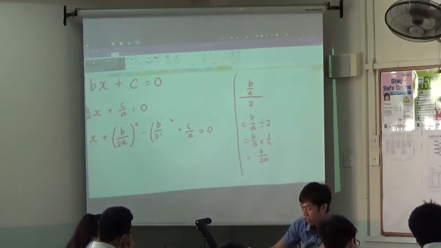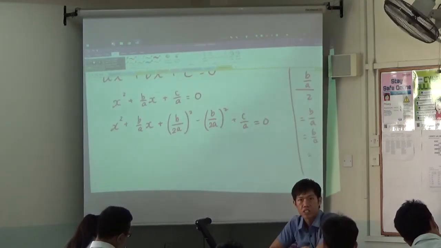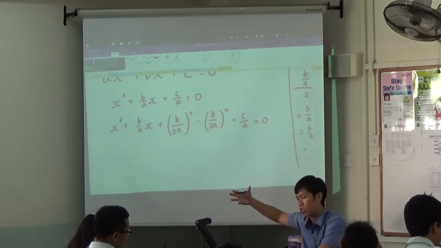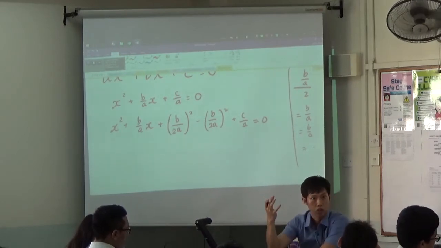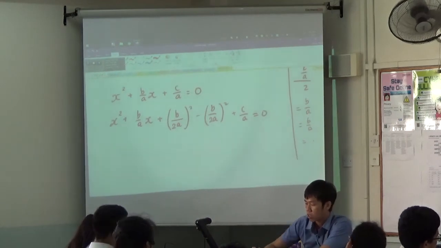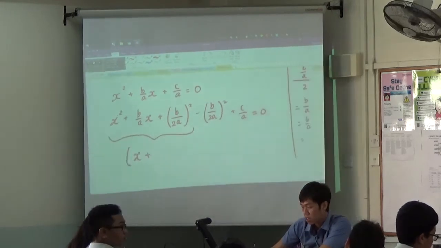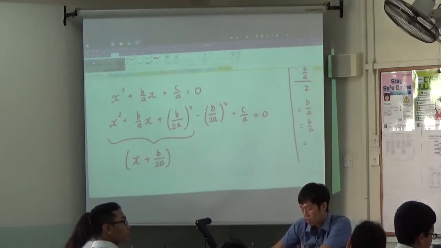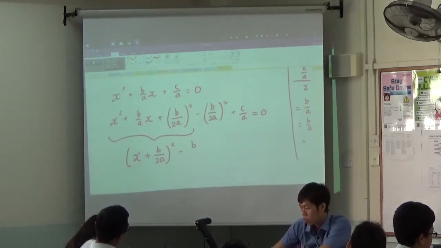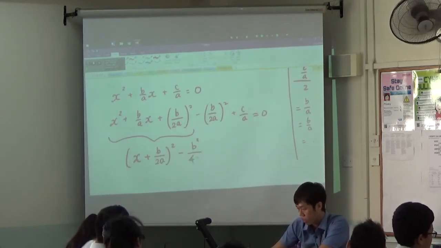Now that we have this, what next? What happens after you add in that special number, then you subtract the special number away? Create your perfect square using which terms? x and b over 2a. These three terms will give me x plus b over 2a, squared. Then minus b over 2a squared. Can I expand it already? Yes. b squared over 4a squared.